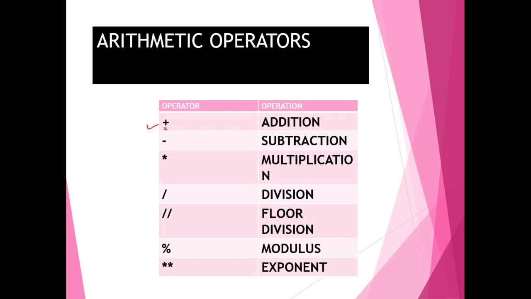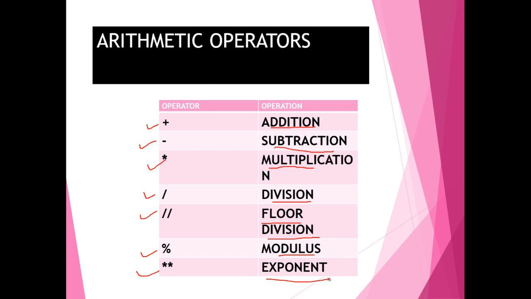First one is the plus, that is basically for addition. Second one is minus, that is basically for subtraction. This star symbol is basically for multiplication. This slash symbol is basically for division, and double slash is for floor division, and the percentage symbol represents the modulus operation, and double star represents the exponent operation. So let me explain these operations one by one.